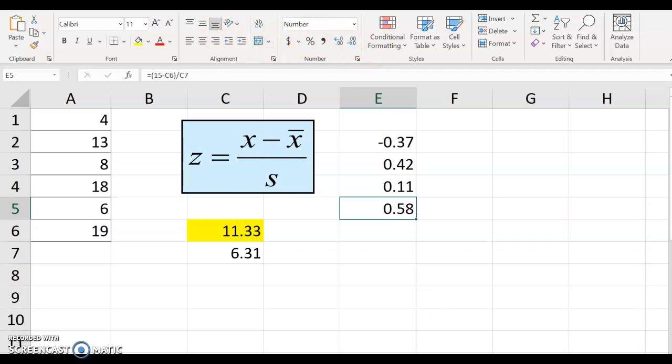So that's how you use Excel or technology to find the mean and the standard deviation and plug it into the formula to find the z-score. Let me know if you have any questions.